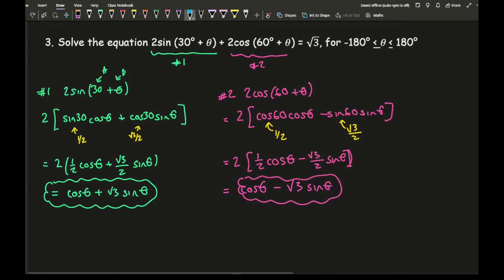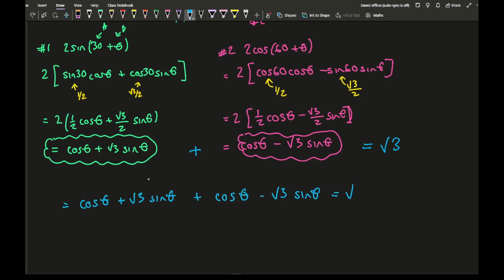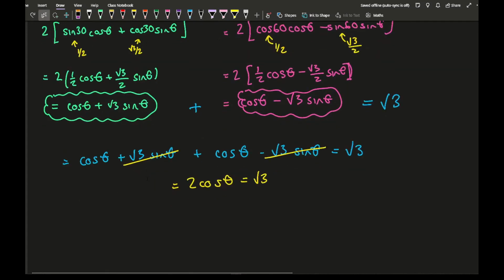Now in terms of this, if I add those two things together, this all equals root 3. So if I scroll down to create a bit more space and simplify all of this, I write down all of that. So we've got cos theta plus root 3 sine theta plus cos theta minus root 3 sine theta equals root 3. We notice that a couple of things cancel out, so this plus root 3 sine theta cancels with that, so what we're left with is 2 cos theta equals root 3. And now you can see where we slowly start to be able to solve this.